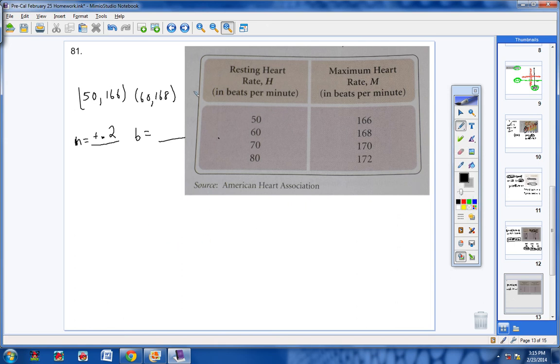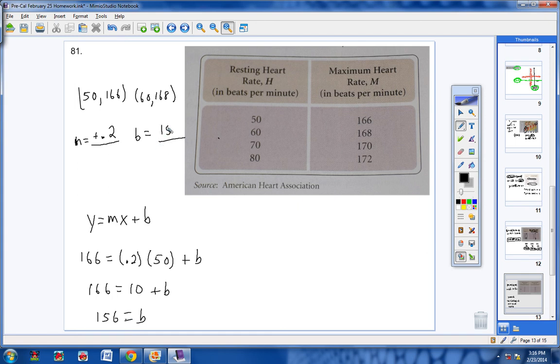Now notice none of my ordered pairs have a 0 here or here, so I am going to have to use y equals mx plus b to find my b. I'm going to use this ordered pair because I just chose to. Where the y is, I'll put 166. Where the m is, I will put 0.2. Where the x is, I will put 50, and then plus b. If you multiply 0.2 times 50, you will get 10. And so we have 166 equals 10 plus b. Bring the 10 over and make it negative, and you're left with 156 equals b. So now I know my y-intercept, or my b, is 156.